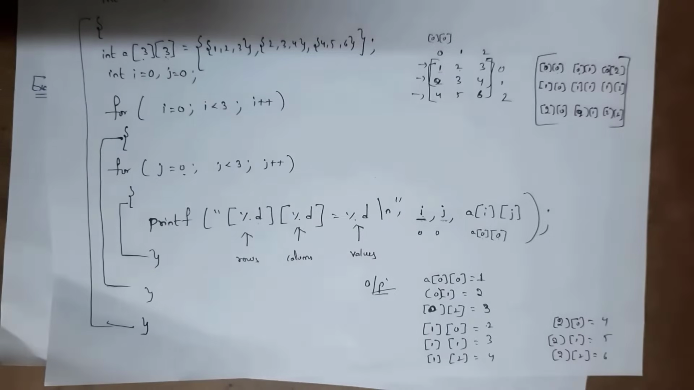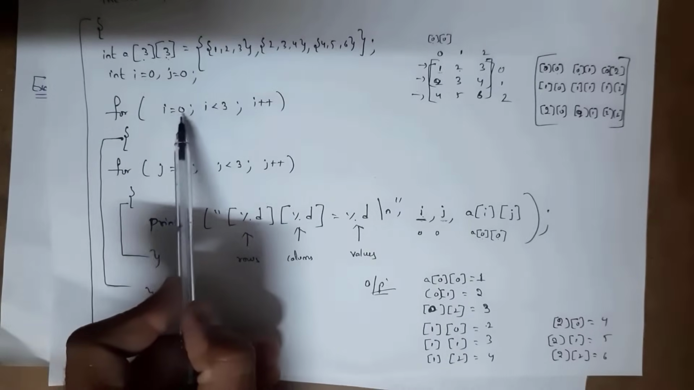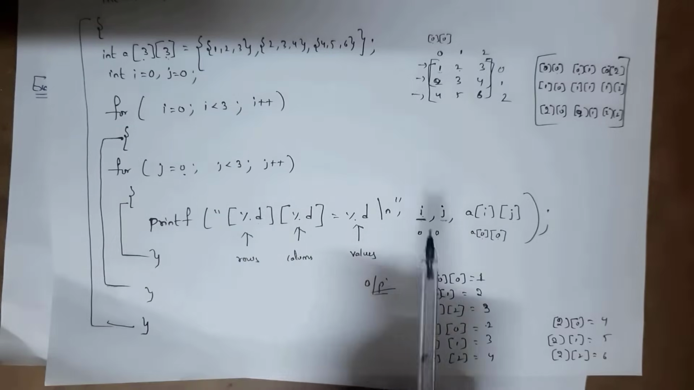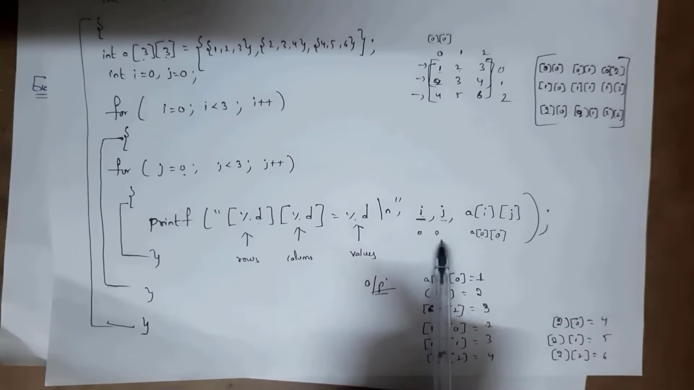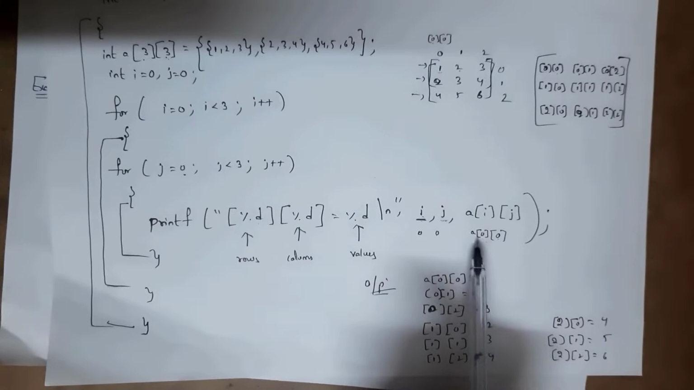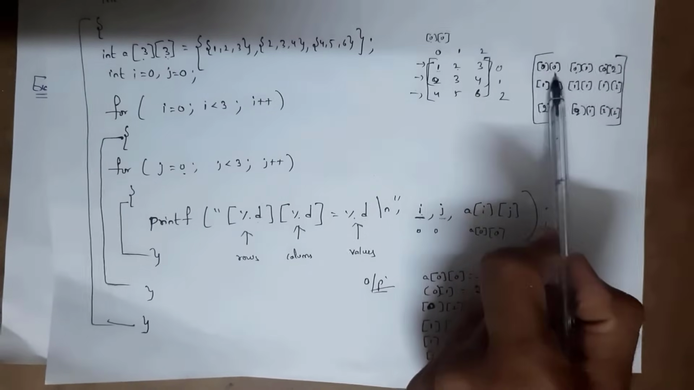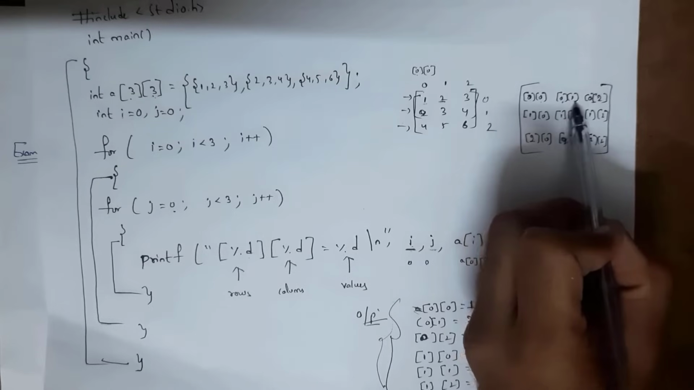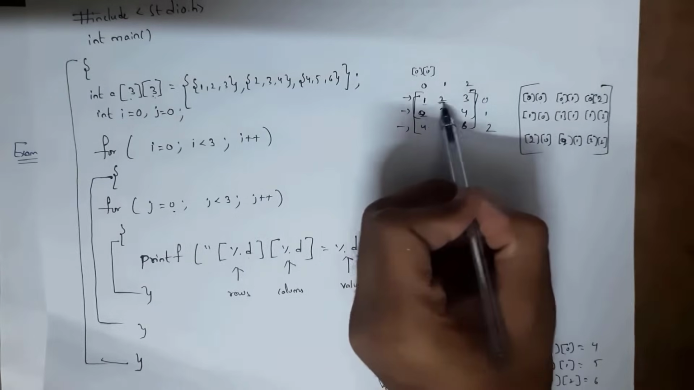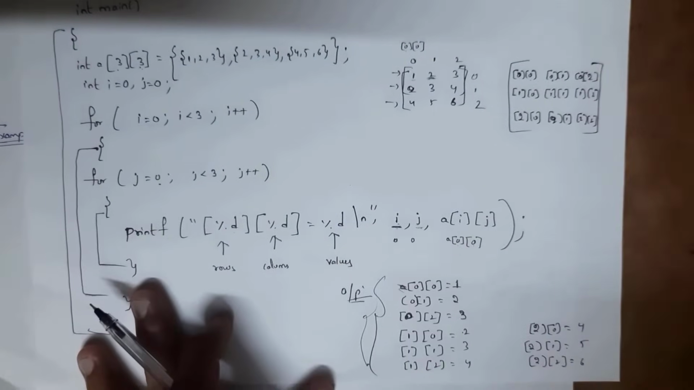As I said before, every index number starts with 0. So I took value of i as 0 and j as 0. That means it will replace value of row i with 0 and value of column with 0. And a of 0, 0 means the value which is in first row and first column. So I will get output as 1. Similarly 0, 1 means the value which is in first row and second column. So I will get output as 2. This is the output. This is an example of two-dimensional array.